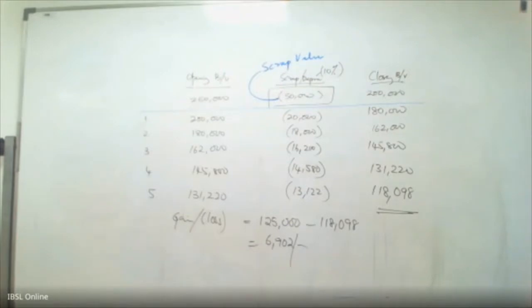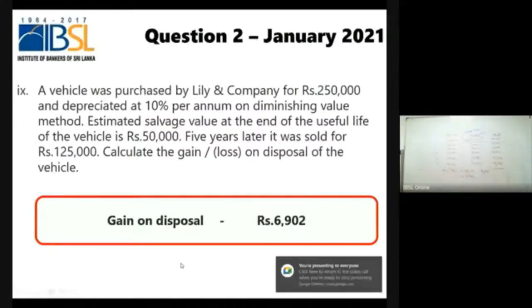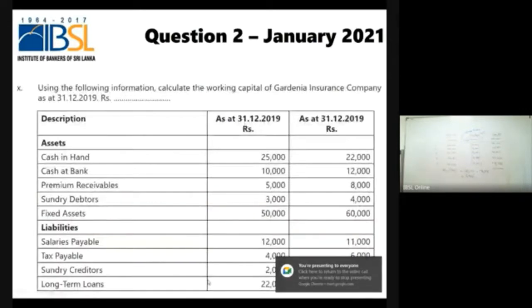Okay. So you can take a photograph or a screenshot. Let's go to the next question. So the gain on disposal will be 6,902. The last question.